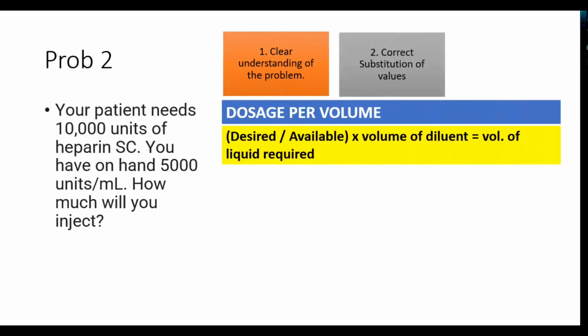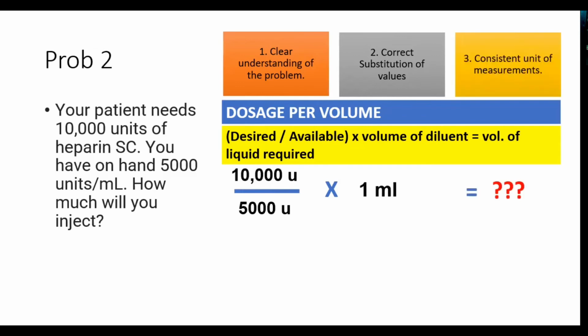Second consideration is the correct substitution. From the word problem, we have 10,000 units as our desired dosage. And we have 5,000 units as the available stock. 5,000 units is diluted in 1 ml. Third consideration is the consistency in the unit of measurement.